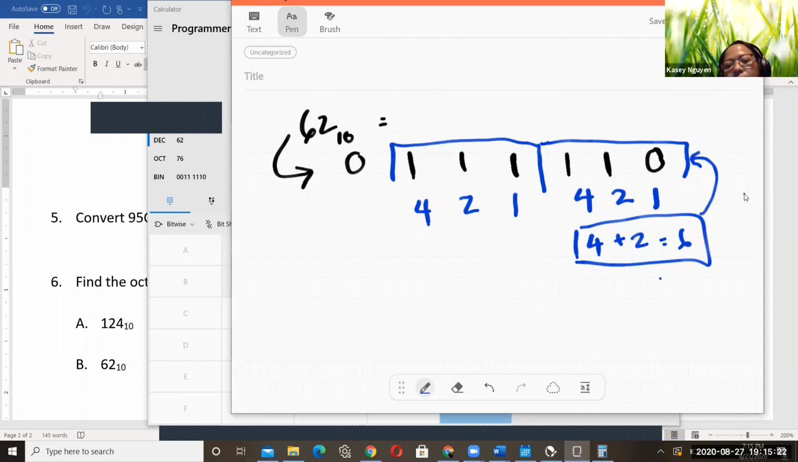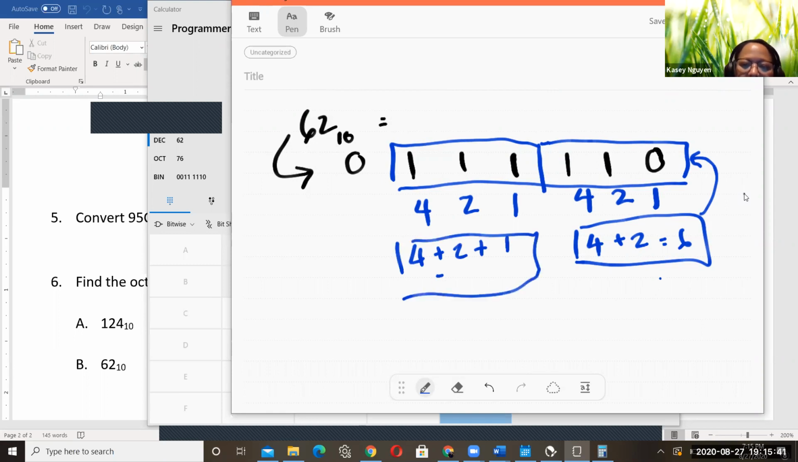Then we take care of the next 3 bits. So 1 plus 2 plus 4 gives me 7. So we have 7 here and a 6 here. That means it's 76 in octal.